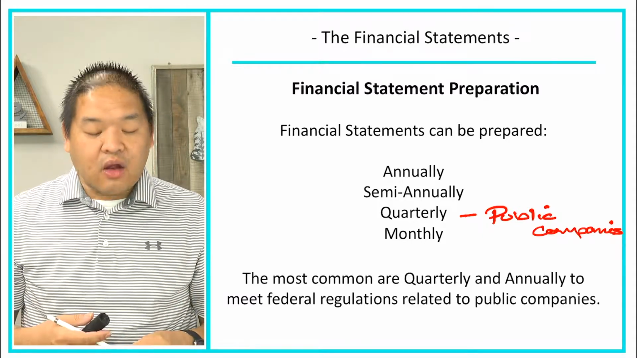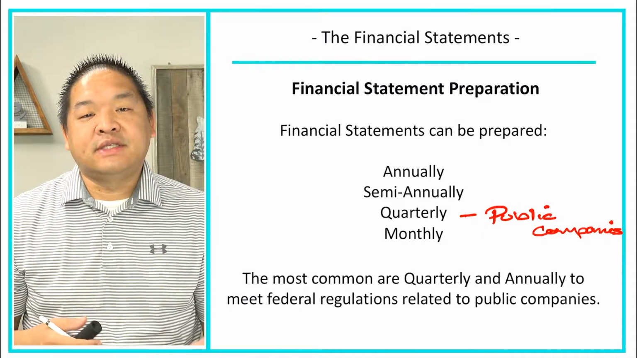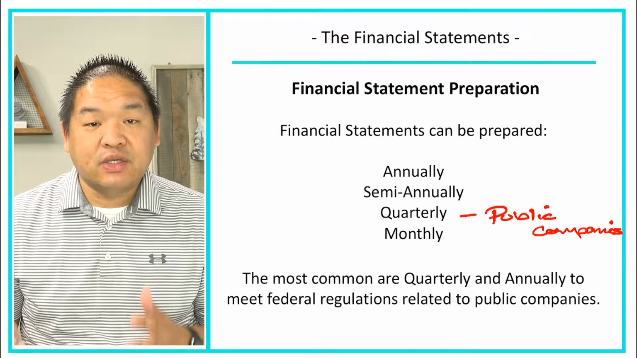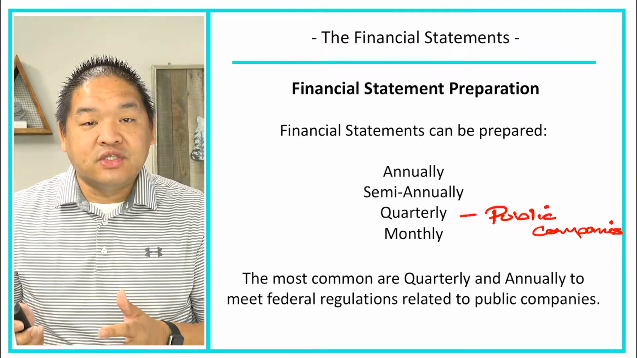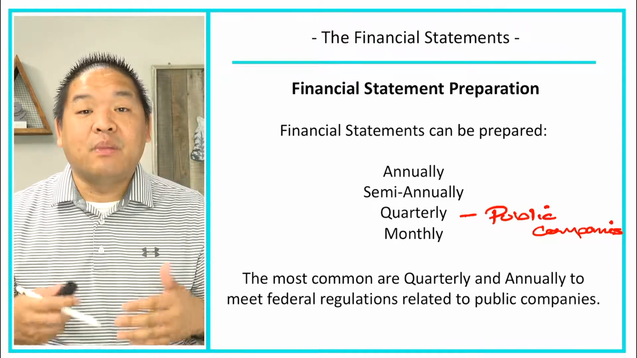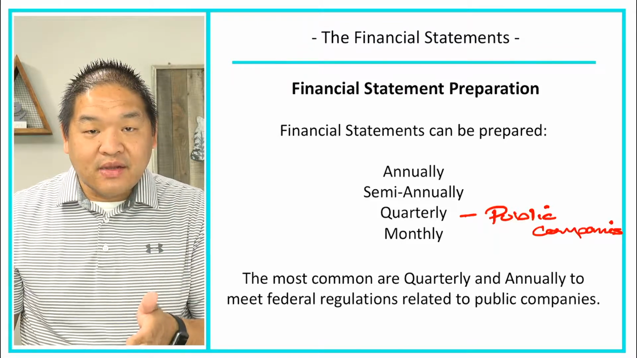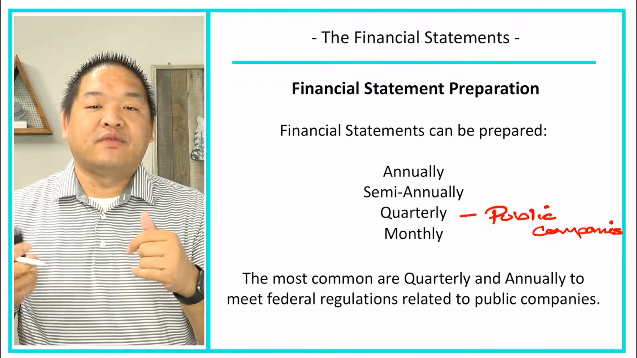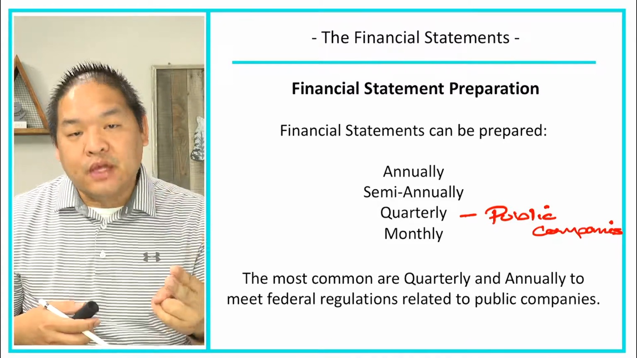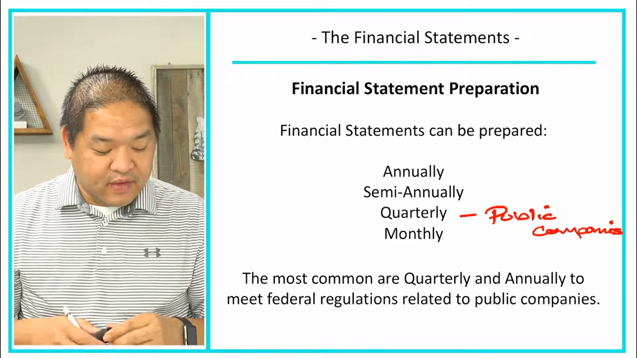So the most common are obviously quarterly and annually, and this is dictated by the Securities Exchange Commission. They are the governmental agency that oversees public companies. And so because of federal regulation, these public companies have to issue an annual statement and a quarterly statement, and that's what we have here.